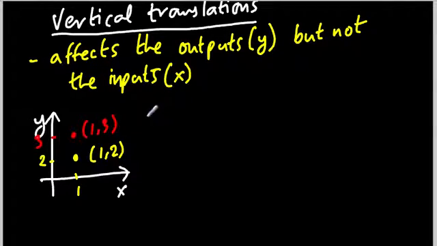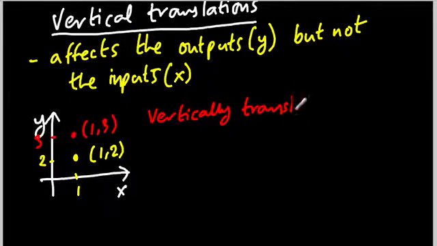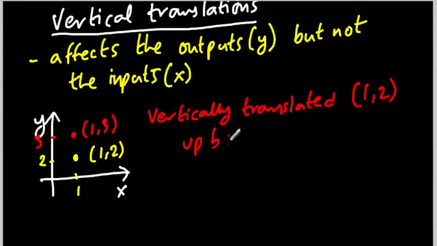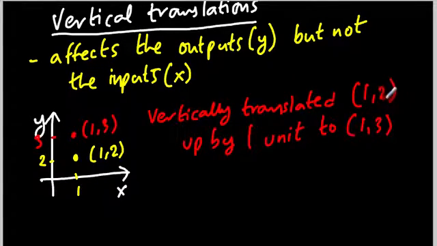And I've vertically translated this coordinate 1, 2 up by 1 unit. We say 1 unit because we don't know what the units are, so we simply refer to the vague term unit. 1, 2 to 1, 3. So in other words, the y values have increased, but the x values remain intact.